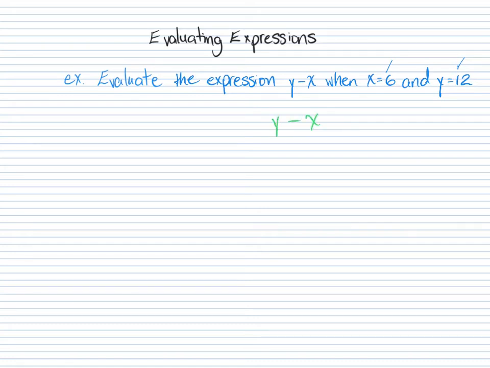Now again, y is equal to 12, so we can put that there in place of y. It's called substitute. So we are substituting 12 in place of y, minus, and now it's time to substitute the 6 in place of the x, and now it's just a regular subtraction, which we can do with our eyes closed, and we get 6. And that's how you evaluate an expression.